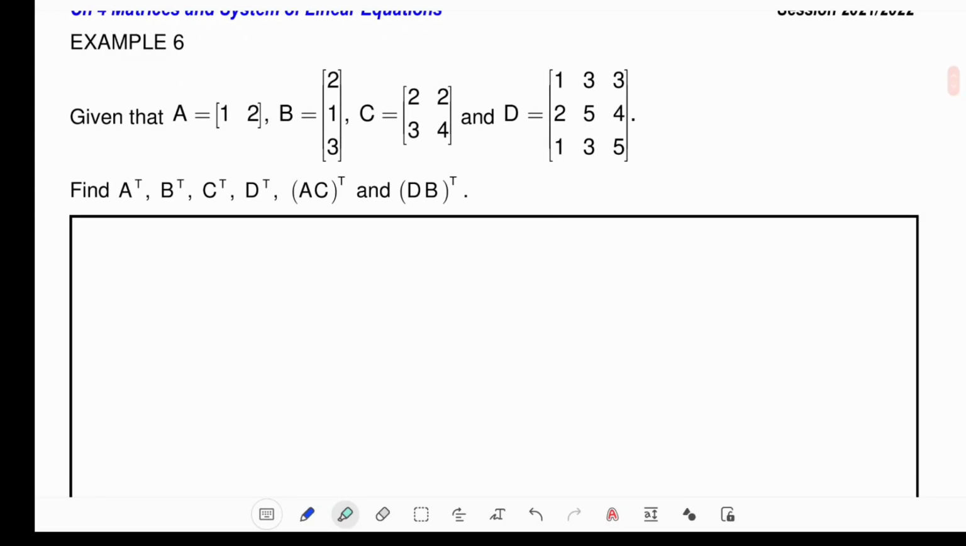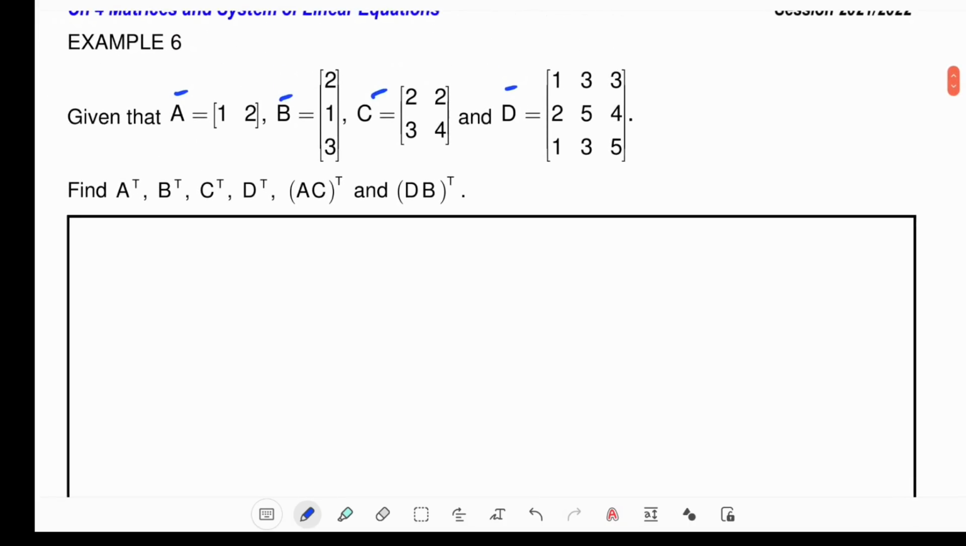So you are given 4 matrices. You are given the matrices A, B, C, and D. So let's go for the A transpose. So how are you going to do the A transpose? Alright, so we can see here for the matrix A, you are given a row matrix, because it only has one row. So if you want to find the transpose, you have to remember that you need to interchange row to column or column to row.